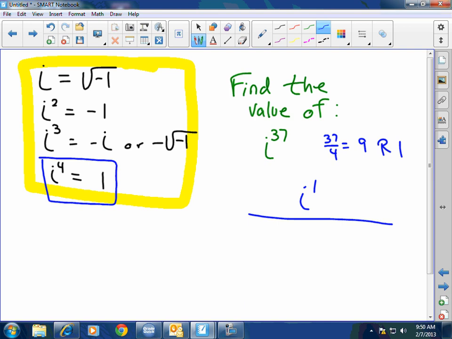Another example. What about if I said i to the 22nd? What's 22 divided by 4? That means that 5 sets of 1 came out. What's left over? So your answer is i squared, which is negative 1.